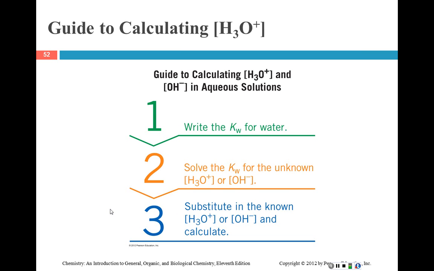Okay, so if you're going to calculate the hydronium and the hydroxide ion concentrations in an aqueous solution, that is in water, first you're going to write the Kw for water, and we already know what that is. It is simply 1 times 10 to the minus 14. Okay? Solve the Kw for the unknown. So you're going to have to be given one of these. Okay? And so you're going to solve for the other one. Then you're going to substitute in the known and calculate the one you don't know. So if you know the hydronium, then you put that in, you substitute, and you're going to be able to calculate this. And I'm going to show you how to do that.